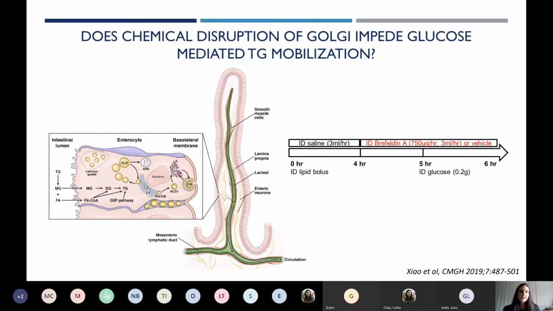To ask, is this really the case? We decided to inhibit the Golgi apparatus. We thought that if we can inhibit Golgi, which is very distal in this secretory pathway, then maybe that will inhibit glucose-mediated TG mobilization if it really is the case that glucose is acting primarily on these cytoplasmic lipid droplets. So we did this by infusing intraduodenal Brefeldin A, starting 1 hour before we give the intraduodenal glucose.